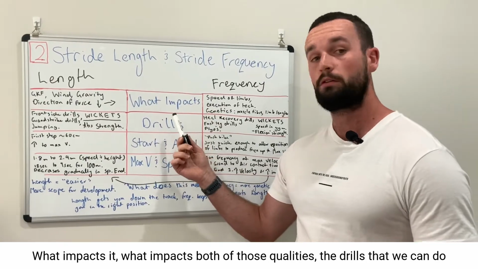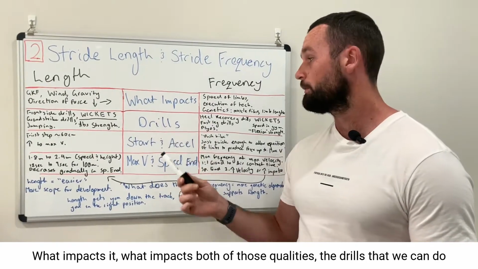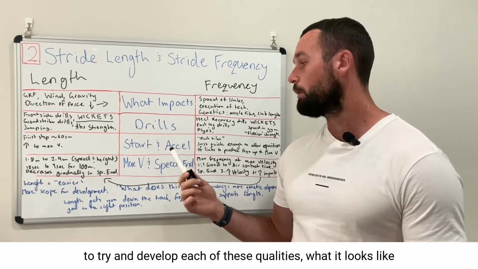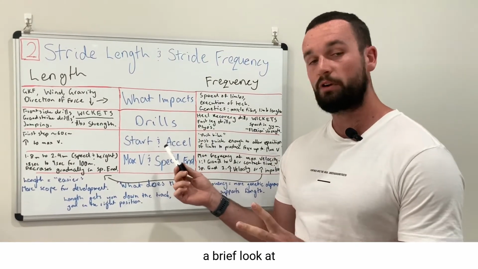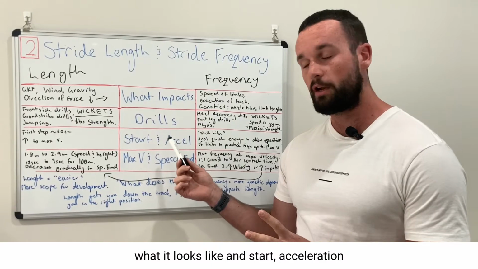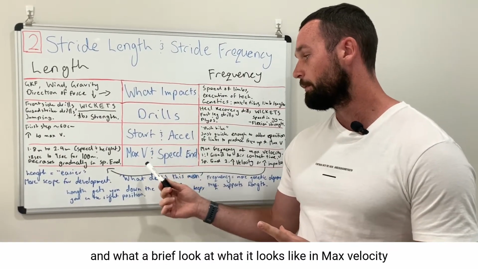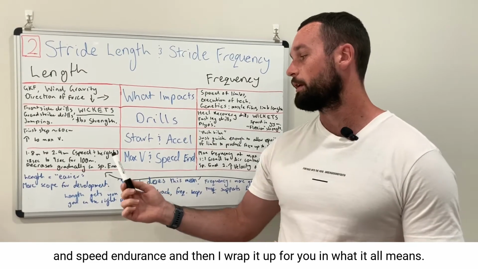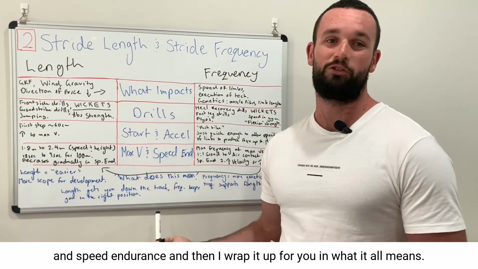What impacts it? What impacts both of those qualities? The drills that we can do to try and develop each of these qualities, what it looks like, a brief look at what it looks like in start and acceleration, and a brief look at what it looks like in max velocity and speed endurance, and then I'll wrap it up for you in what it all means.